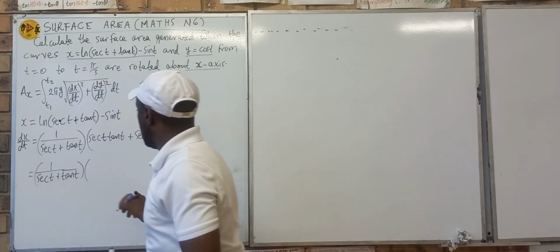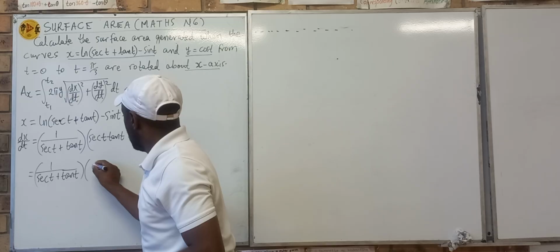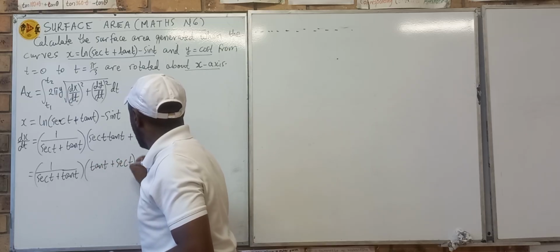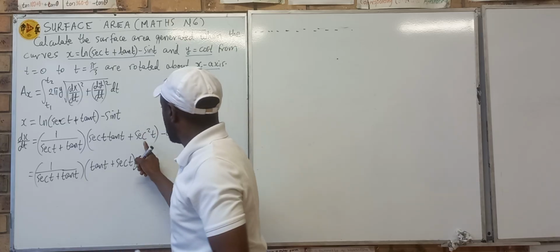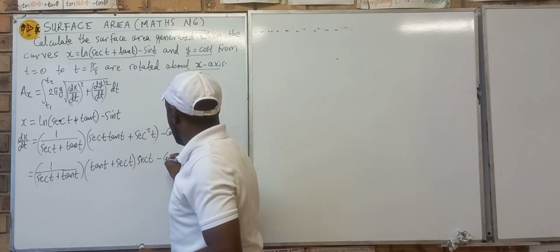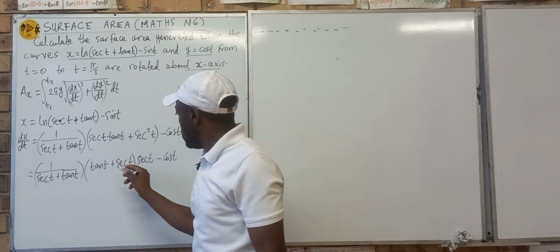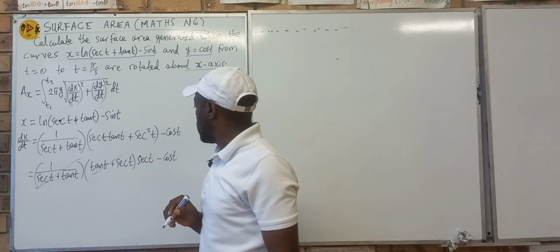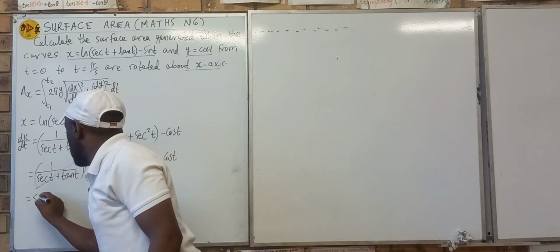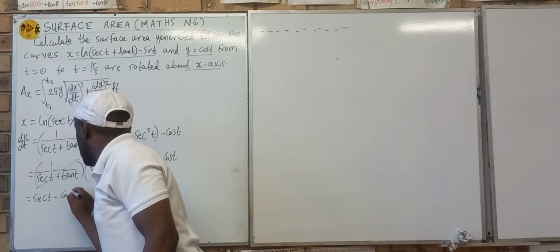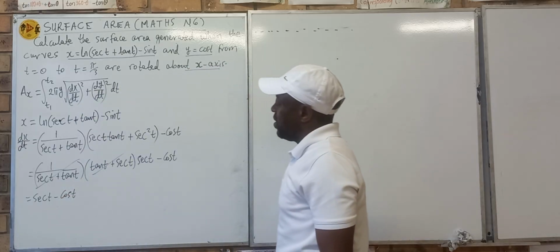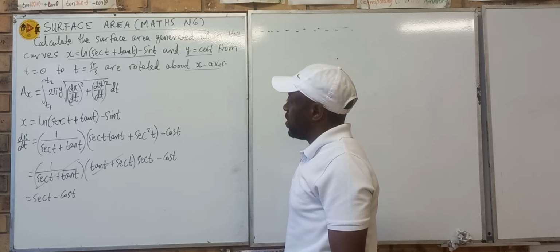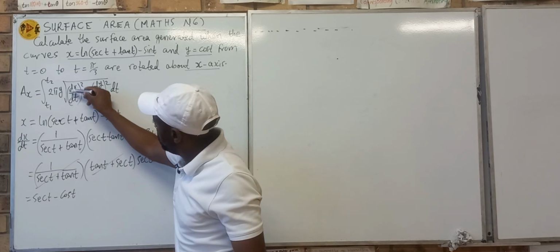Then in the second, if I take out sec as a common factor, I will get tan t plus sec t into sec t, because I've taken out sec as a common factor, then minus cos t. So this will permit tan t plus sec t to cancel one another, so this bracket will take care of that. Then I'm only left with sec t minus cos t as my derivative. So I guess that is what I get as the derivative of x with respect to t. So I've succeeded to do this part.